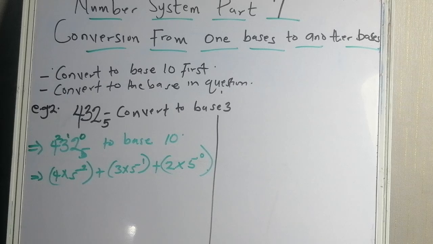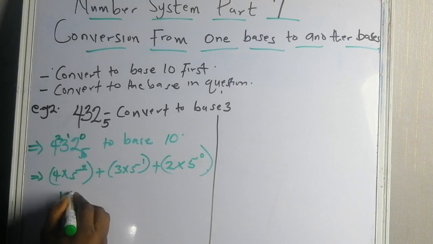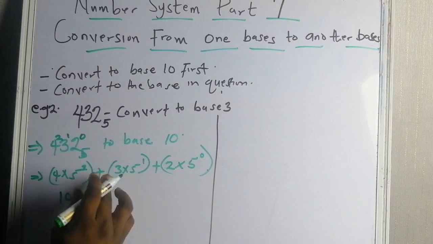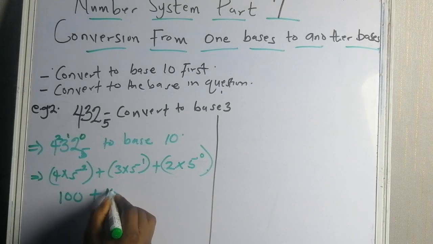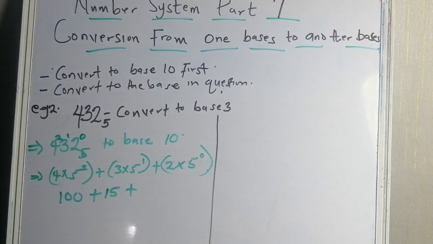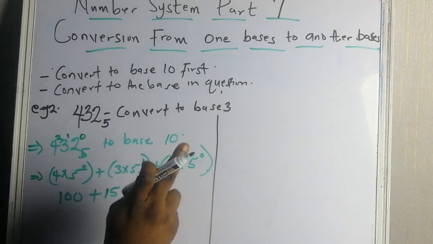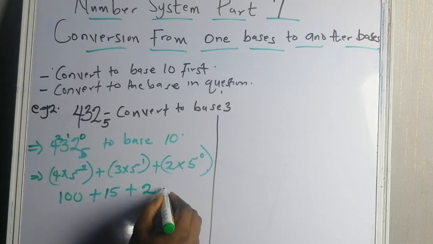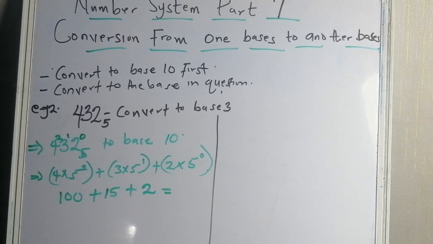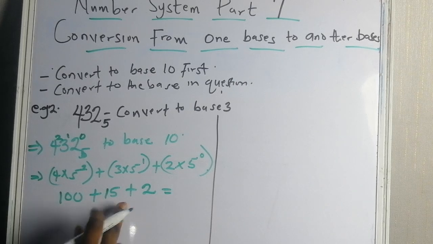Is 2. So this one is 5 times 5, 25. 25 times 4, that is 100, if I'm not mistaken. 5 raised to power 1 is 5. 5 times 3 is 15. Because we all know this, we've been saying it over and over in all our parts, so we don't need to waste much time. 5 raised to power 0 is 1. 2 times 1 is 2. So this is 100 plus 15 plus 2.